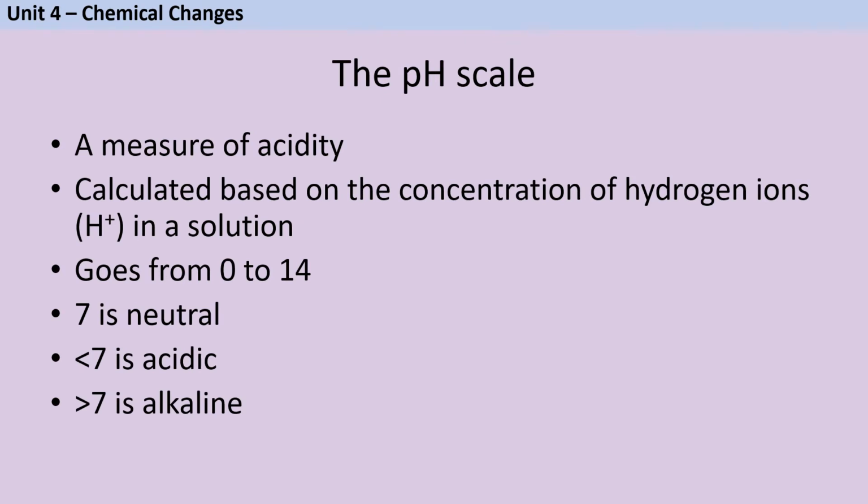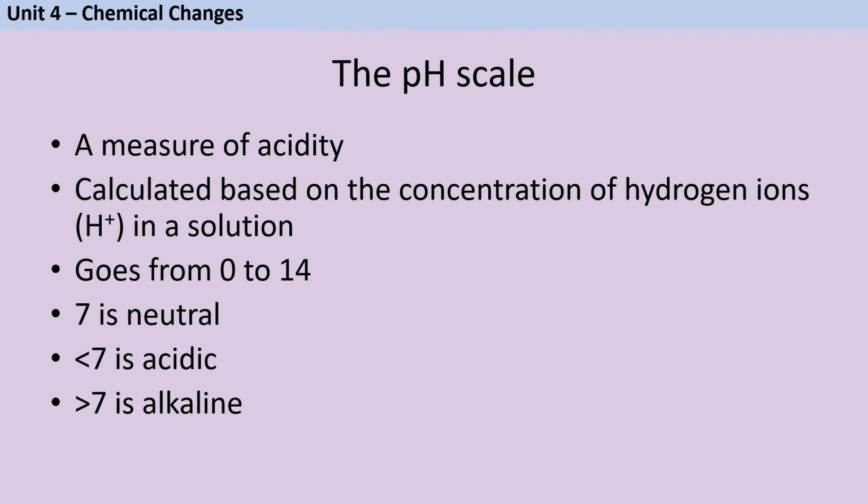Now we've already briefly mentioned the pH scale, but what on earth is it? Well, sometimes it's useful to know not just that a substance is an acid, but how acidic is it? How easy would it be to neutralise? And so for that we want to be able to write down a number, and that number is the pH scale. Now this is a measure of acidity and it's calculated based on the concentration of hydrogen ions, hence the capital H in pH. Remember, we said a minute ago that an acid is a substance that releases hydrogen ions when it dissolves in water.